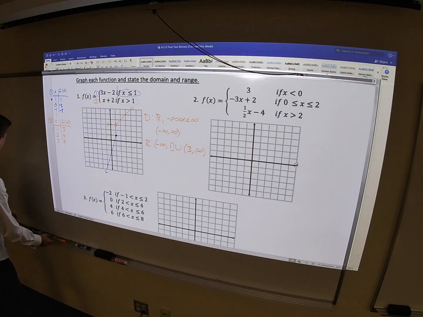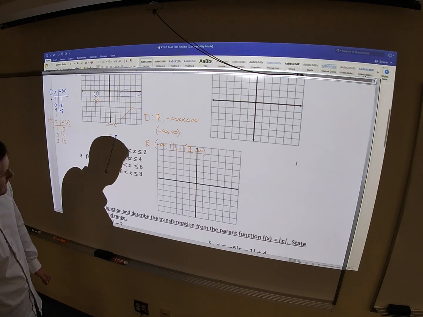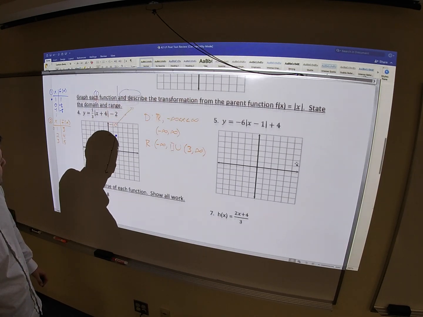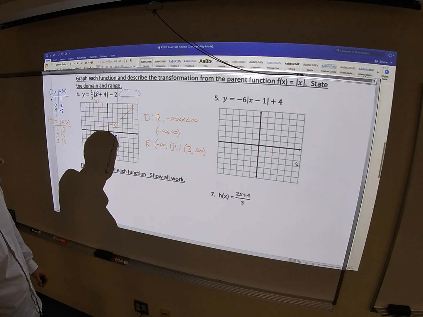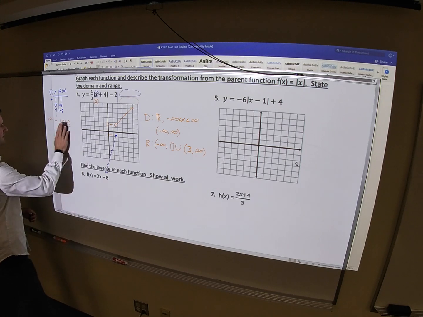Now, we're going to move on to number 4. So let's take a look at number 4. Now, graph each function and describe the transformation. Talks about domain and range.